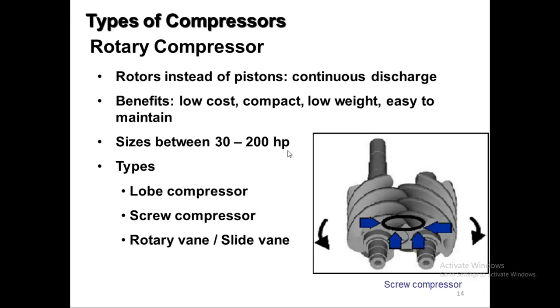It's 30 to 200 HP power. It could be lobe, screw compressor, rotary vane, or sliding vane. So we'll see the other ones as well. This is basically the screw type.